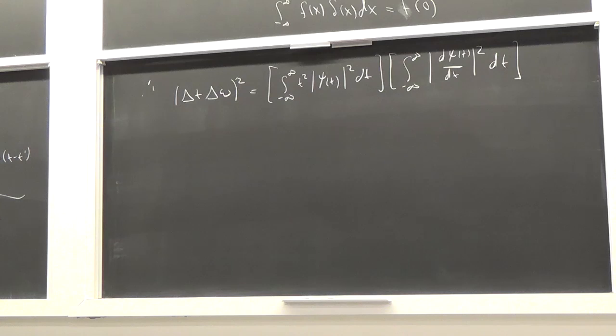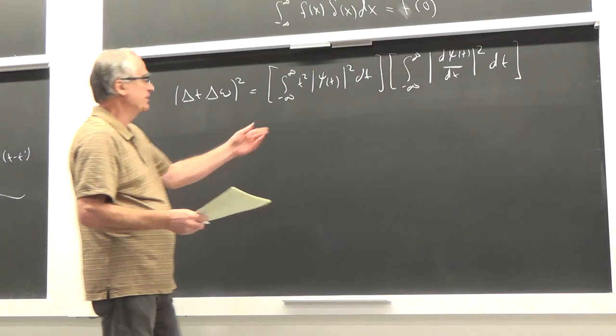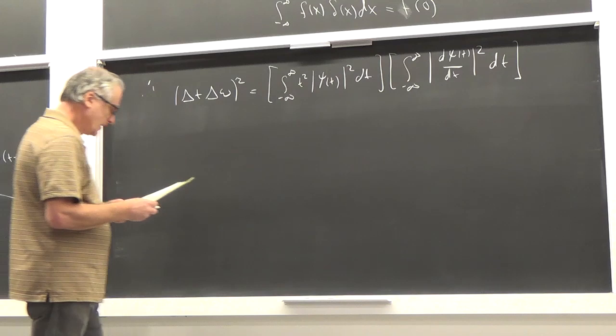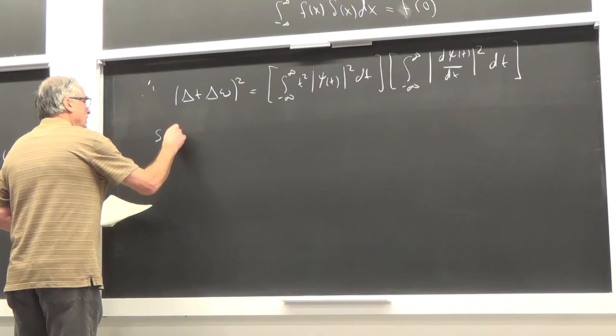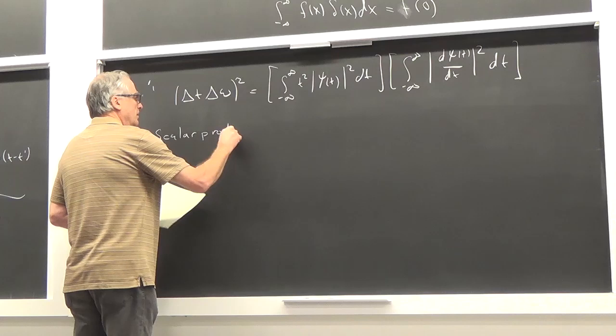Well, we still don't know quite what to do with that, I guess. But let's notice some things. I'm going to assume the integrals are finite and so forth. Basically, I'm assuming that the amplitude and its derivative go to zero at large times in the past or future. So I want to think in terms of scalar products, because I'm going to use the Schwarz inequality.